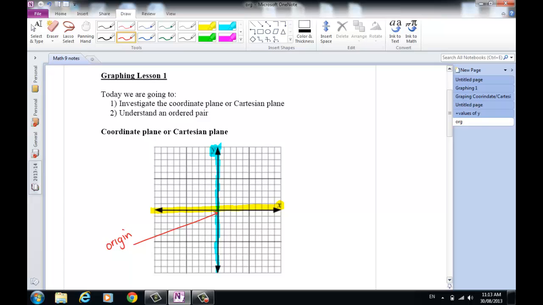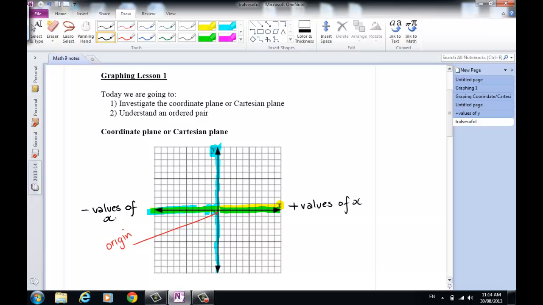Starting from the origin, everything to the right-hand side are positive values of x, or the positive side of the x-axis. Everything to the left, let's go with a blue color, so everything over here, this is going to be negative values of x.